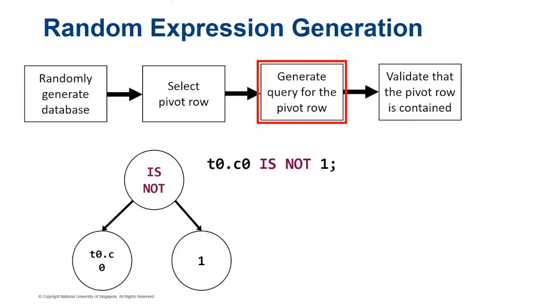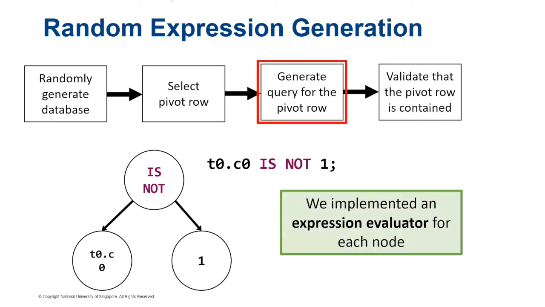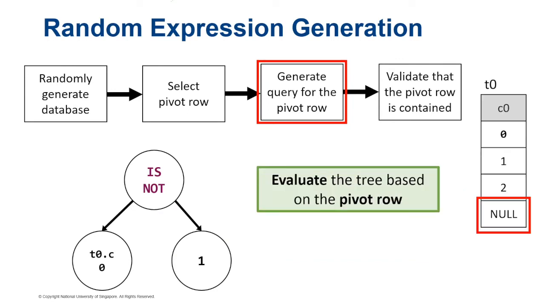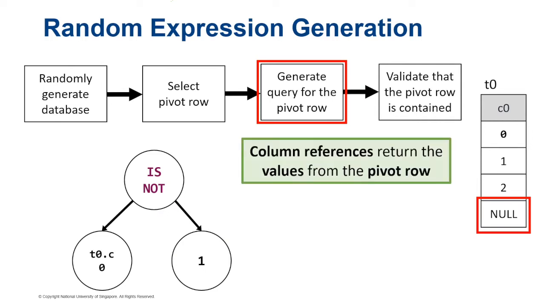Now, let's first assume that we generate one random predicate, namely the one that actually triggers the bug from before. And as I mentioned, we implemented an expression evaluator for every one of these nodes. How do these executable nodes work? Well, first of all, they consider only the pivot row values. Meaning that, for example, if we have a column reference, such as here the left child node, then it returns the value from the pivot row. So we don't need to care about any of the access methods, for example. When executing this, we just take the value from the pivot row, which is null here.